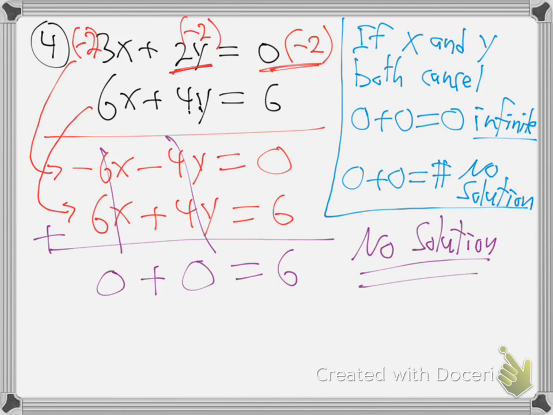Anyway, so you want to have this on your 3x5 card. 0 plus 0 equals 0 is infinite, and 0 plus 0 equals a number is no solution. So 0 plus 0 equals 0 is a true statement, so we'd expect there to be answers there. We good on that? Yeah, Carlos.